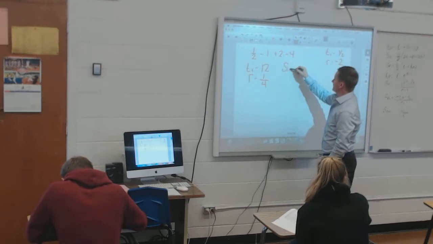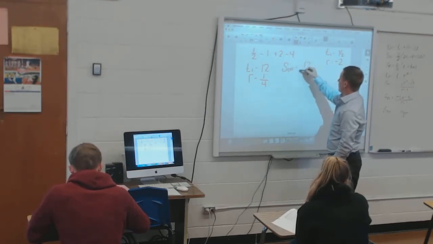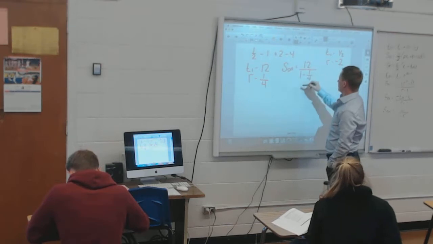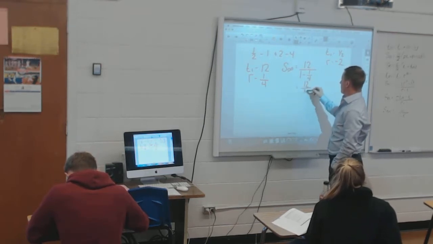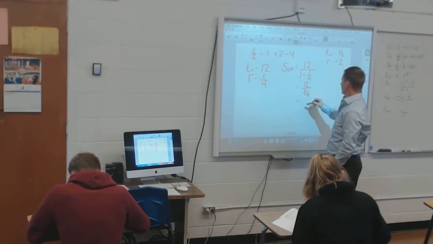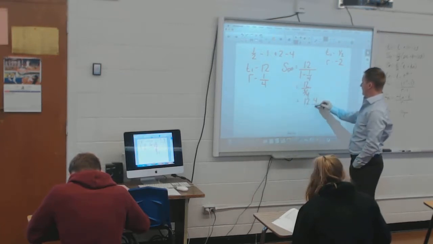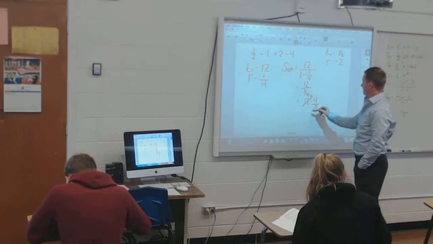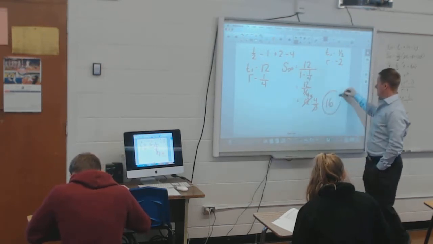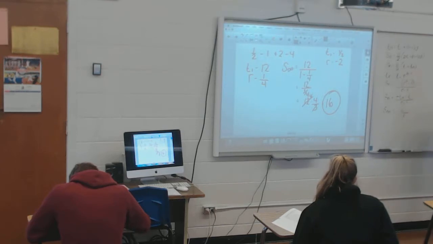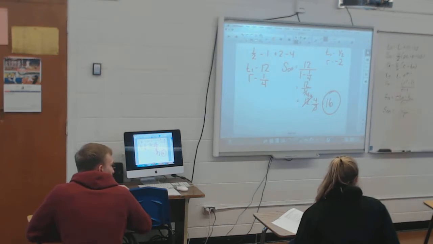So let's find out what the sum is. It equals 12 over 1 minus a quarter. 12 over 3/4. 12 times 4 over 3. 16. Did you not just go 12 divided by 0.75? If I had a calculator, maybe I would. If I want to do mental math, I would do it my way. Can you do 12 divided by 0.75? Yeah, okay. Better have your calculator.